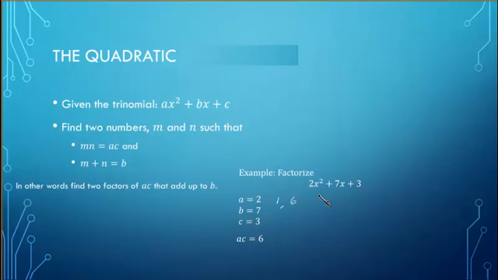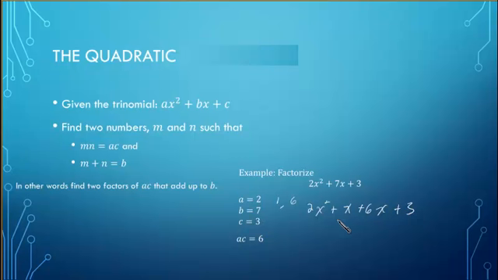This is a very important step in factorizing these quadratic expressions. We're just looking to break this up into two numbers, that's all. And so all this about finding two numbers that multiply to give us 6 and add to give us 7, it's just to find two numbers that we can replace this with. So this then becomes 2x squared plus 1x, which is just x, plus 6x plus 3.